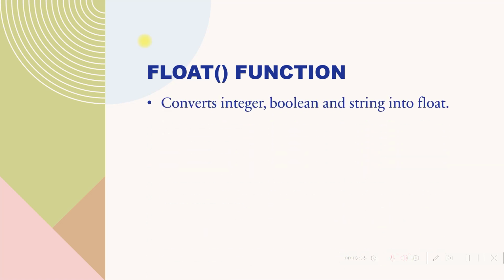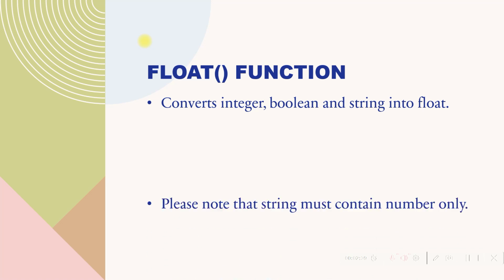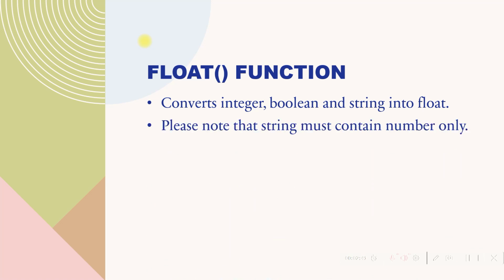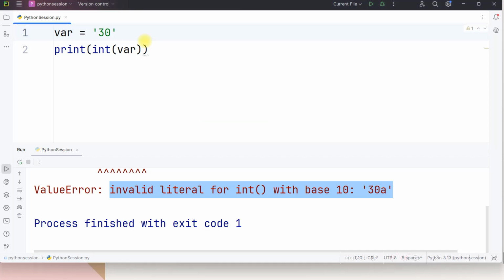Now let's go back and see the next function, which is float. What it does is convert integer, boolean and string into float. Again, if we want to convert a string into float, we need to make sure that the string contains numbers only.